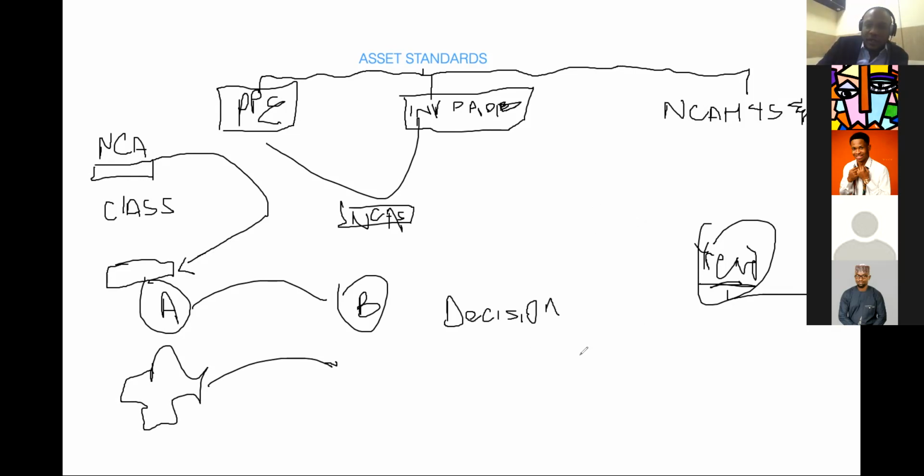Yeah. All right. So yes, there are a number of criteria that would have to be met before an asset is classified as held for sale. So our held for sale criteria now, there are a number of them. So first of all, management must be committed to that sale. So there must be a commitment by management.